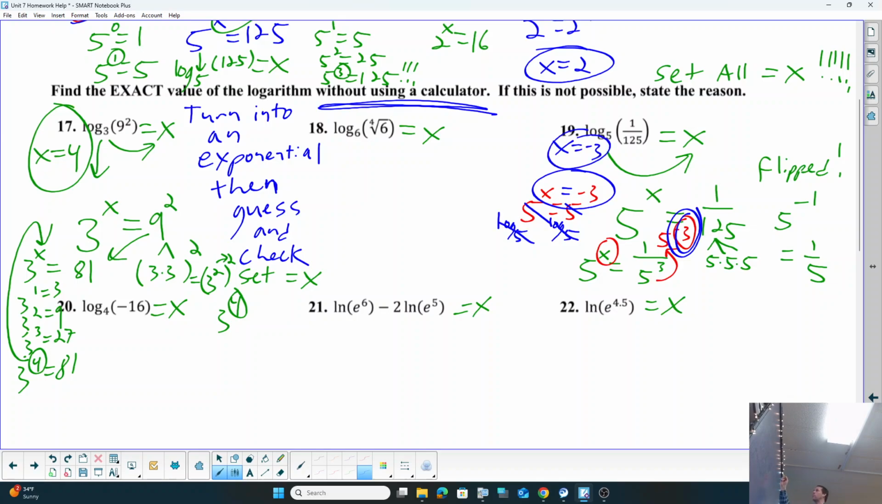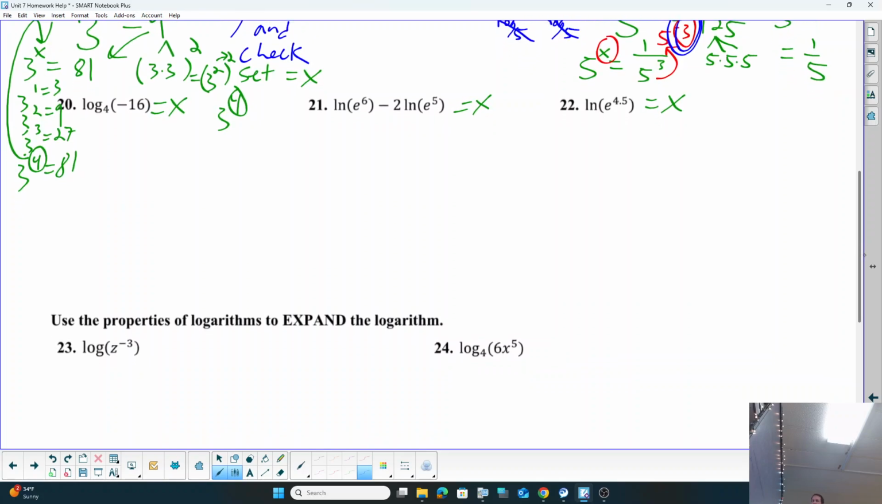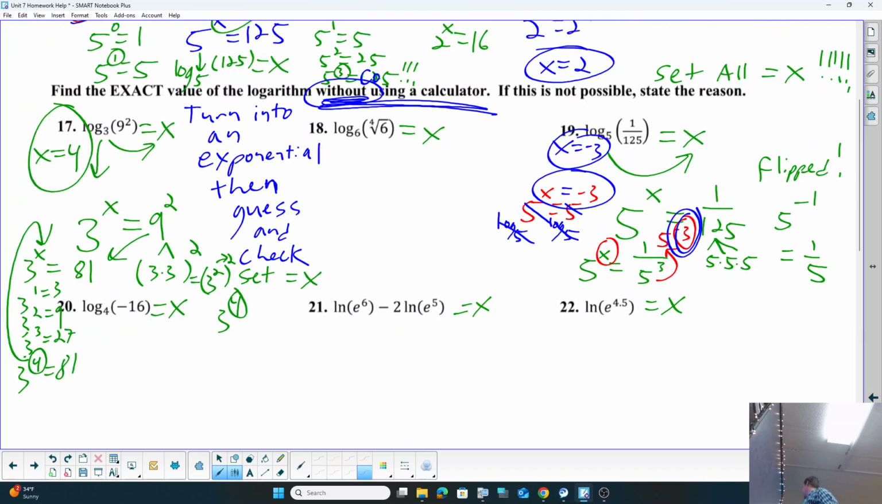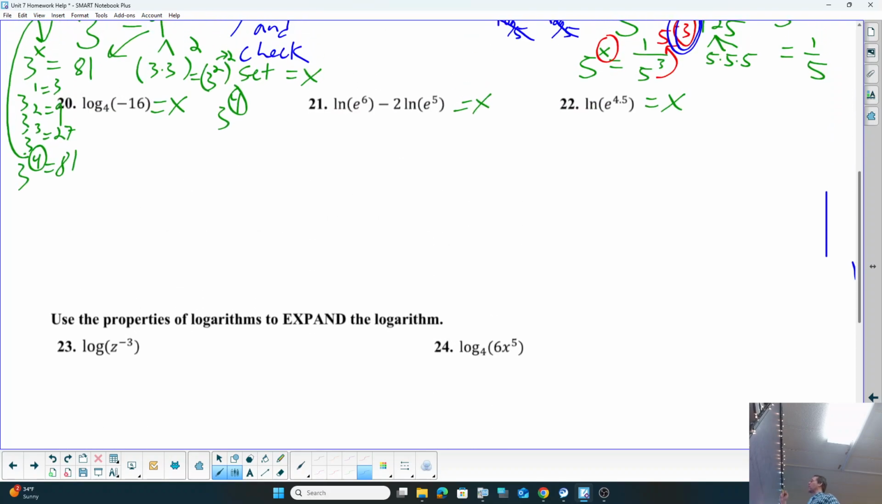Remember, this is doing it without using a calculator. Nice. Okay, try 20 on your own. Ooh, this one we're actually going to have to do something crazy first. That's interesting that they're having us do this already. You're going to have to condense first, maybe. Let me see.